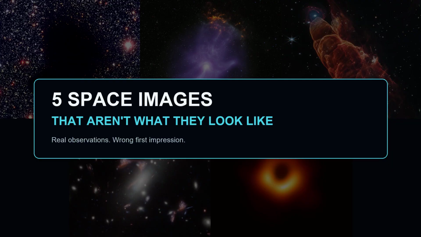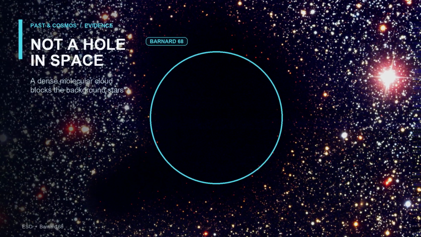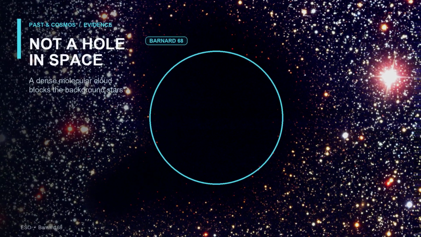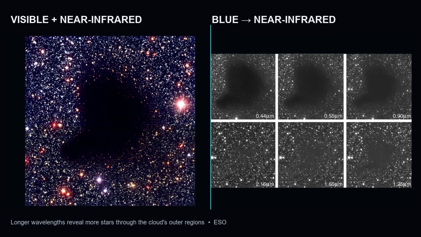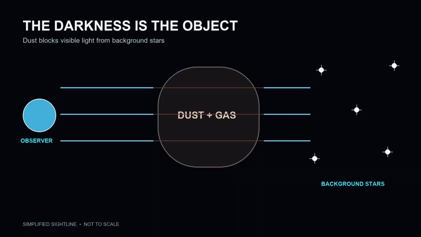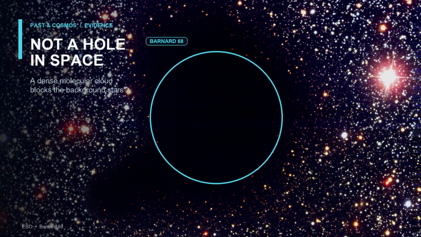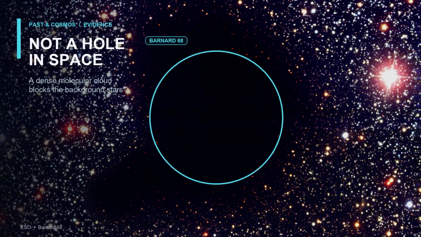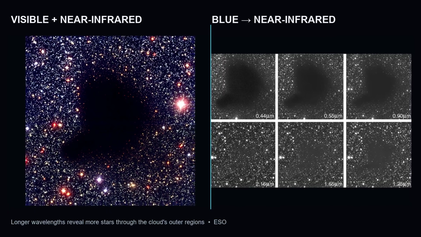The pixels are evidence. The mistake is assuming they work like a phone camera. 1. Barnard 68. The hole filled with matter. Barnard 68 looks like someone erased a piece of the sky. Against a dense field of Milky Way stars, the center is almost perfectly dark. It is not an empty region. It is a compact molecular cloud, a Bok globule, lying in front of the background stars. Dust inside the cloud absorbs and scatters their visible light. The apparent hole is created by material blocking the view.